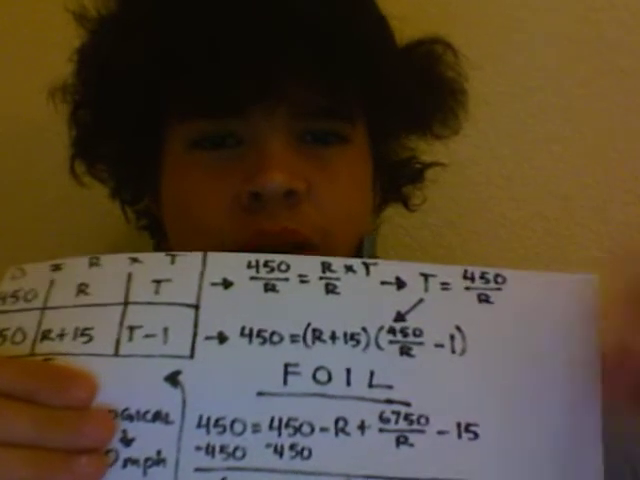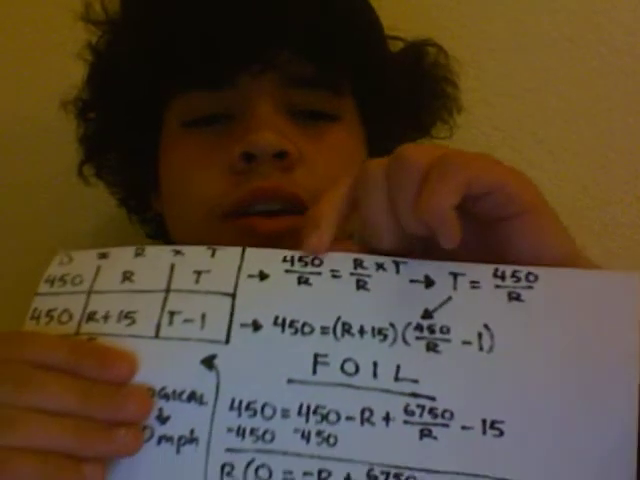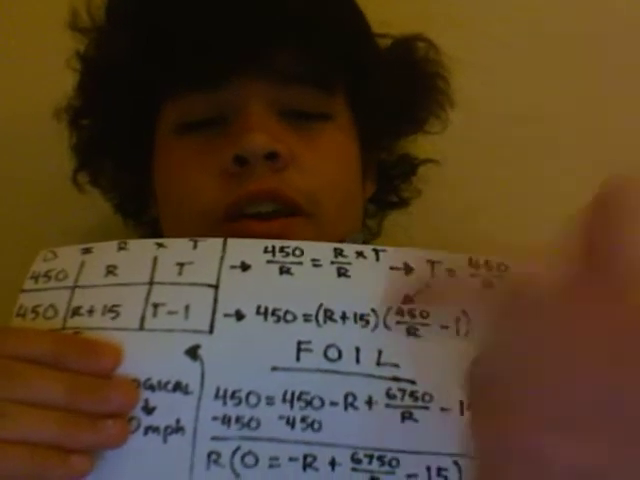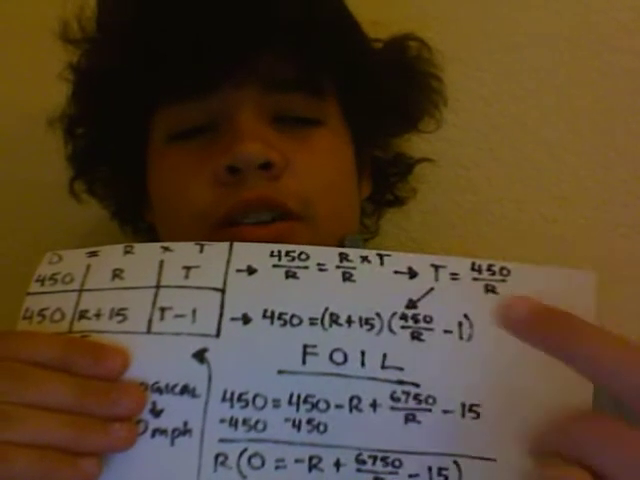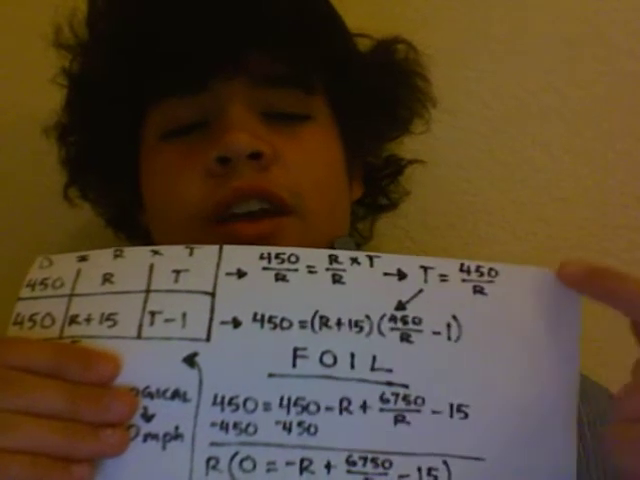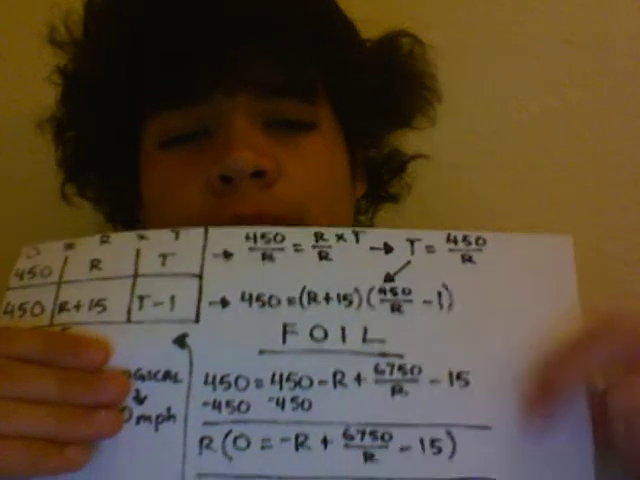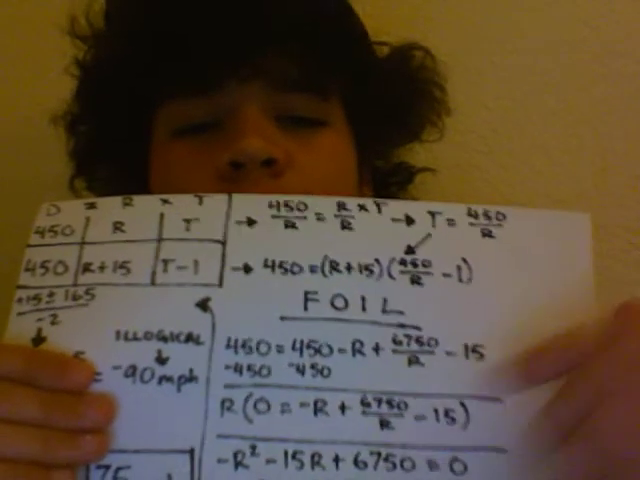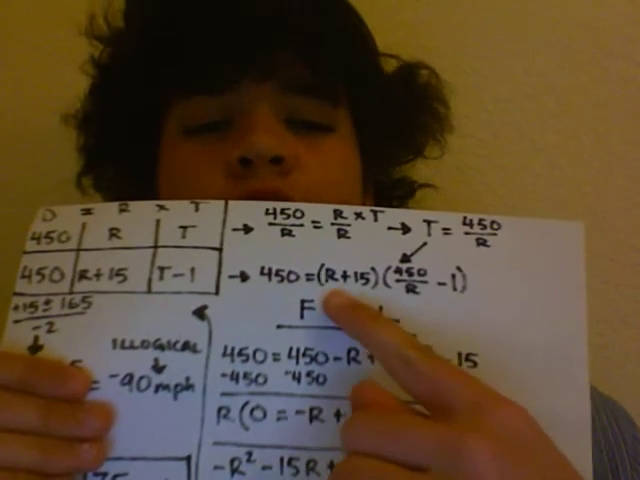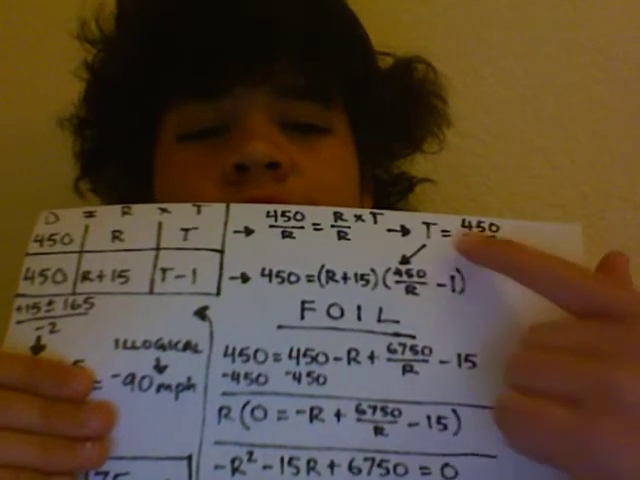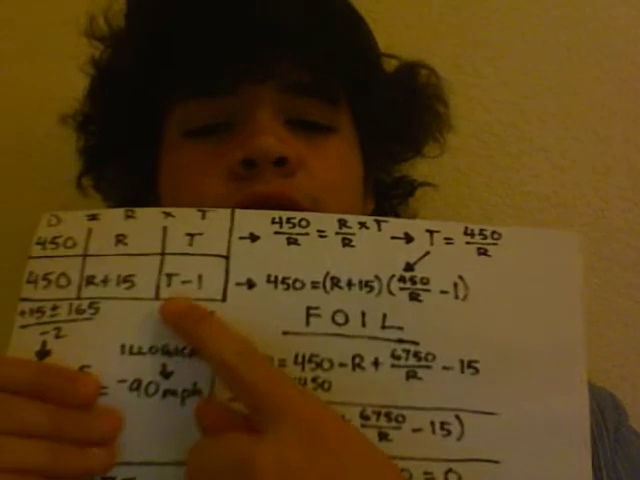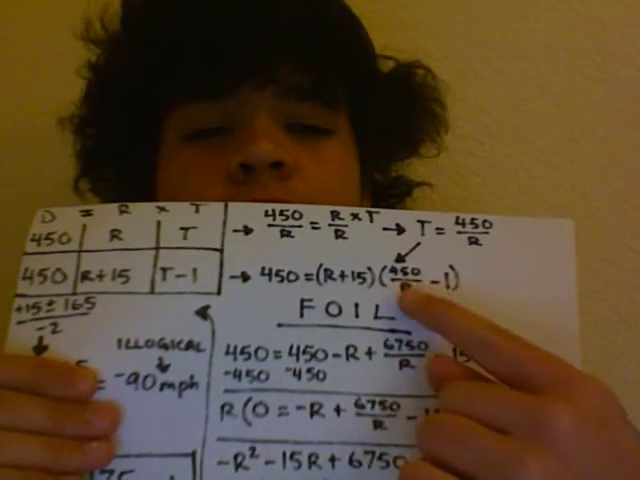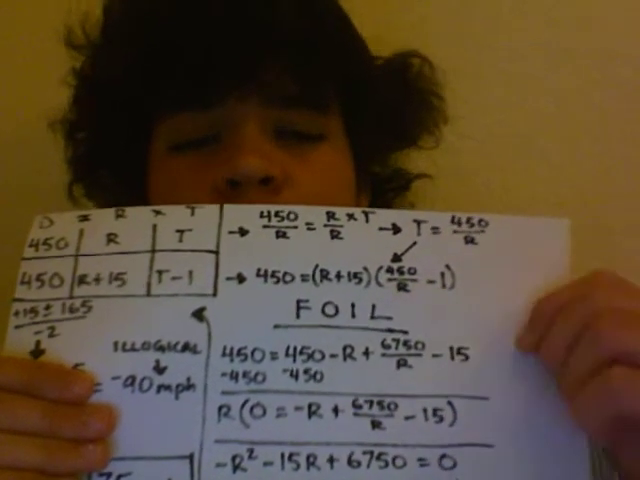So we have the first equation up here, case number 1, actually, it's 450 equals r times t. Then you divide this side by r and this side by r. So this side cancels out, and you get t equals 450 over r. Then for the bottom one, you get 450 equals r plus 15 in parentheses, and then you take the t and substitute it in for the t minus 1 here, and you get 450 over r minus 1 in parentheses.